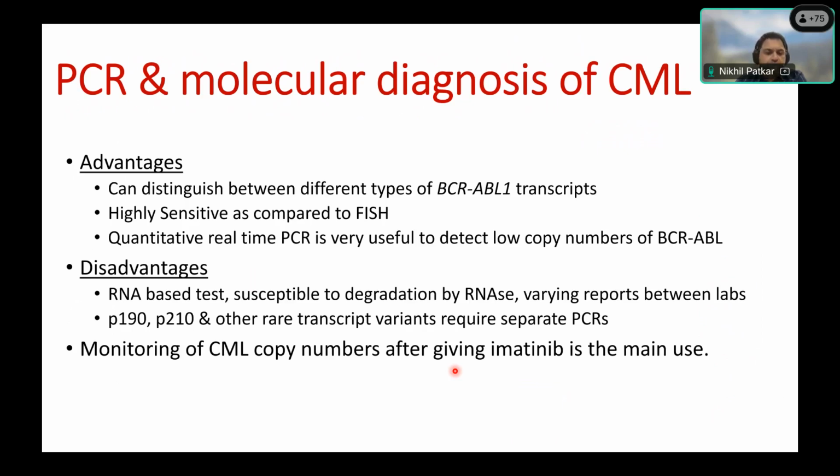And this can lead to varying reports between the labs unless the test is standardized very properly. And for all these tests, for example, P190 kilodalton CML transcript is there, P210 transcript is there, all of them require different PCRs and different real-time PCRs. And the main use of PCR in CML is actually monitoring the copy numbers of disease after giving imatinib.